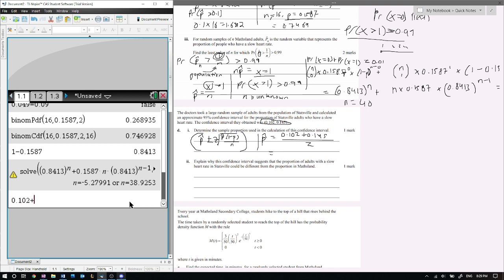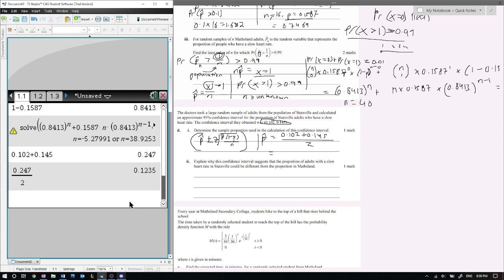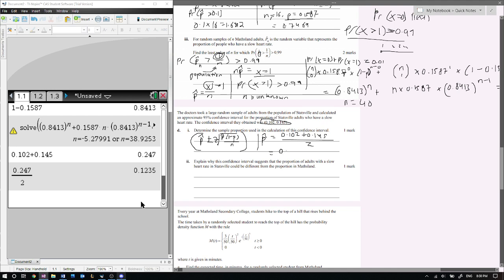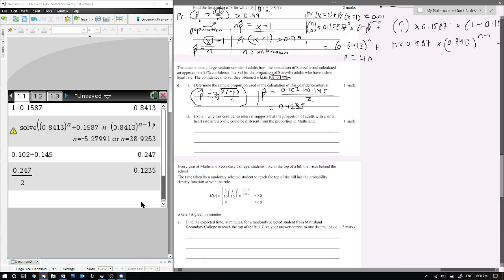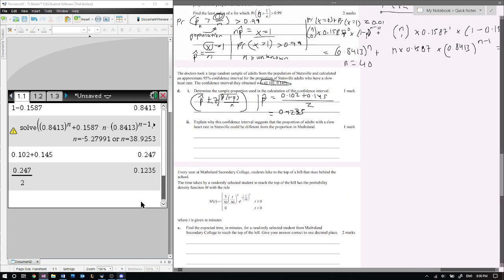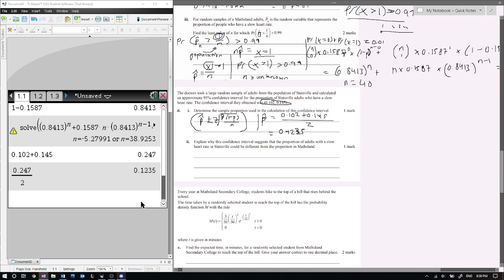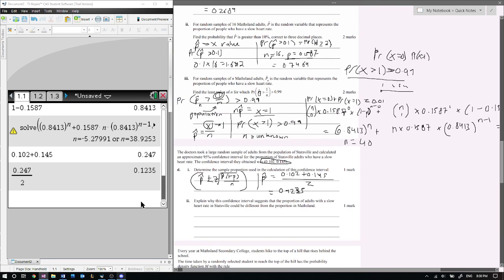On the calculator, the sample proportion is 0.1235. Okay. And explain why this confidence interval suggests that the proportion of adults with a slow heart rate in Statsville could be different from the population in Mathsland.